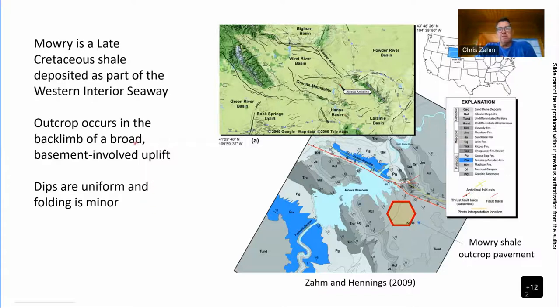And the only reason I say that is because the deformation here is relatively minor, relatively speaking, to the fault propagation fold area. This is sort of a back limb, so it's uniform and it's minor. That's an important parameter when we start thinking about the relevance of the outcrop we're looking at. So that's where it's located.